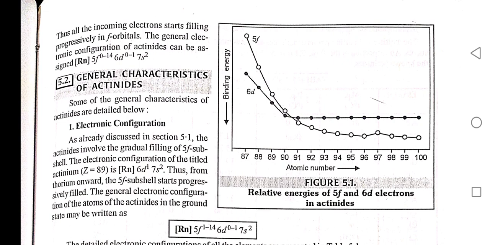The general electronic configuration of actinides can be assigned as Rn 5f0 to 14 6d0 to 1 7s2.